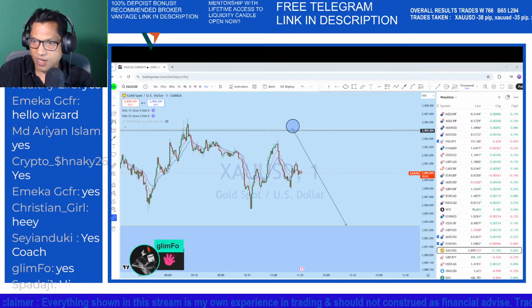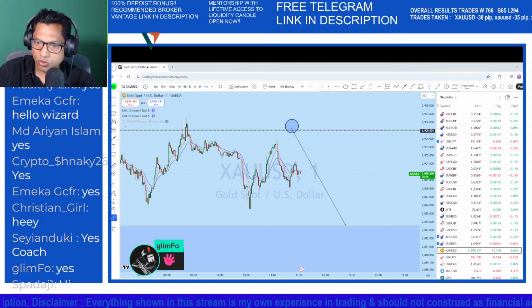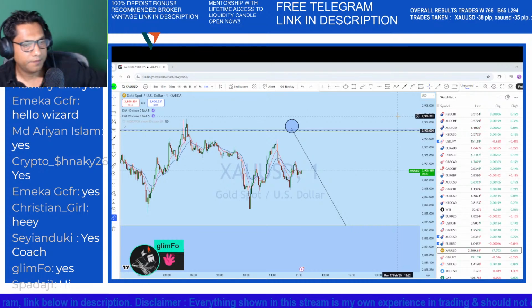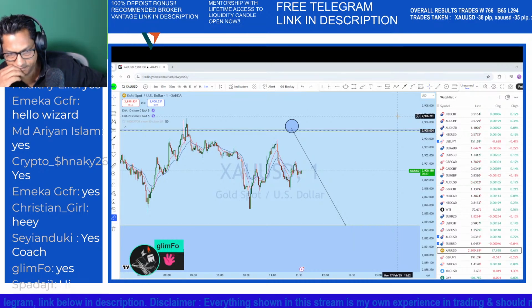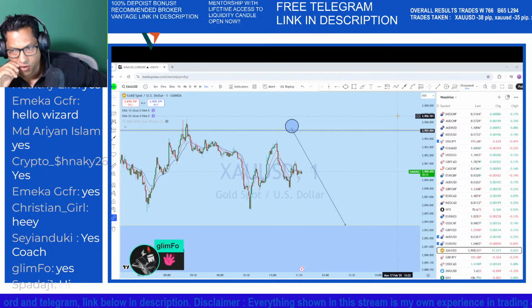And yeah, let's look at the market from a very fresh perspective to give us a potential entry opportunity. Sideways. So let's patiently wait for a potential entry.